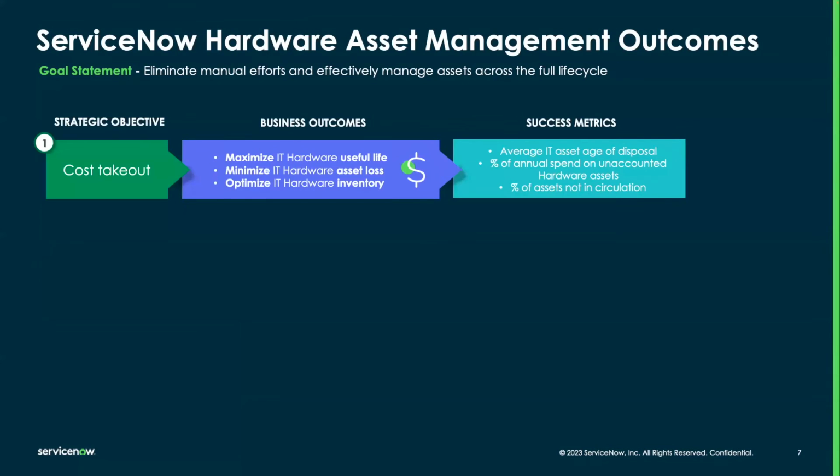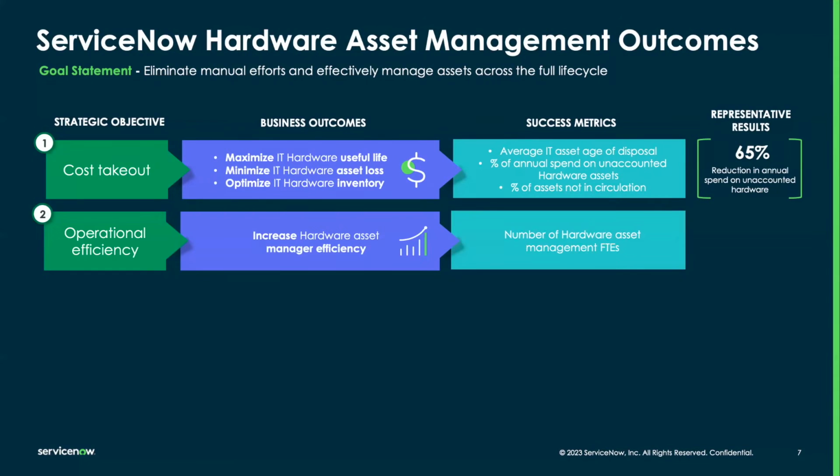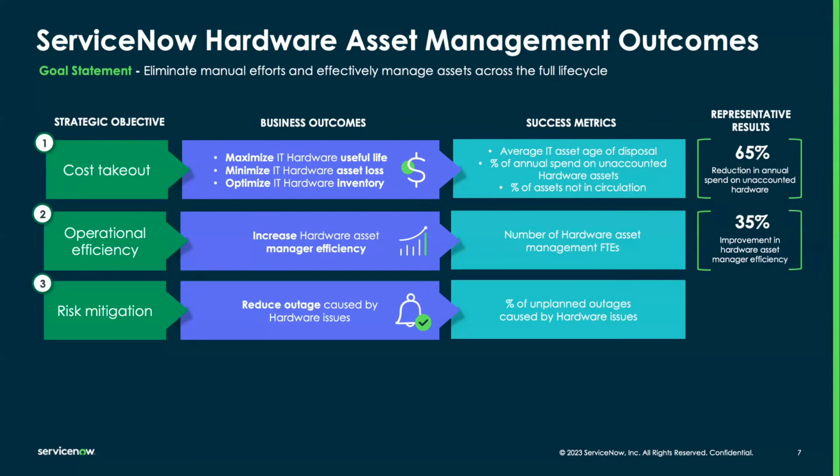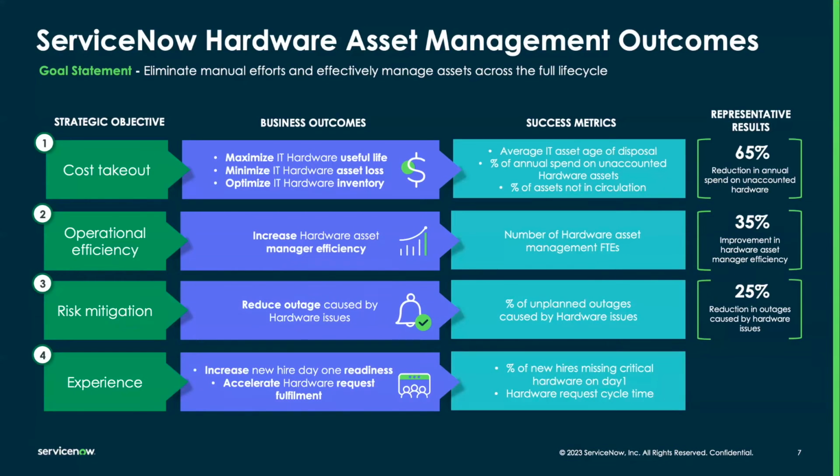When discussing hardware asset management with our customers, we find a common thread of outcomes: the ability of cost takeout, increased operational efficiency, reduced outage rates with risk mitigation, along with a greater end user experience. And with that, that's resulting in a lot of reduced manual practices, increased improvement in efficiencies, and making sure that there's a reduction in outages caused by hardware issues.